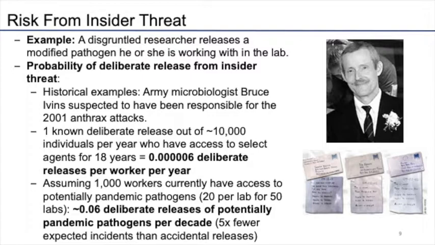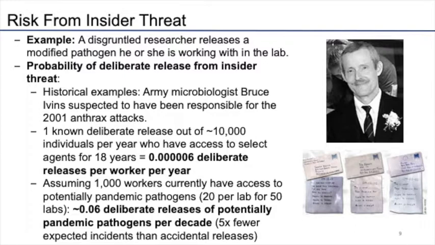And so, obviously, with only one historical example, one could happen tomorrow, and then you'd have everything doubled. But even if that happened, you'd still be lower than accidental releases. So I think this is some good reason to expect that accidental releases are a little bit more of a concern, at least probability-wise, than an insider threat.